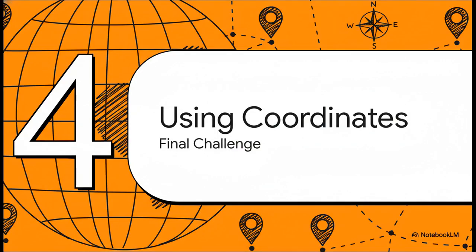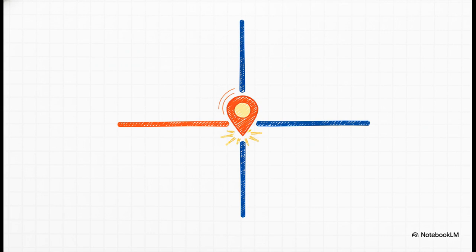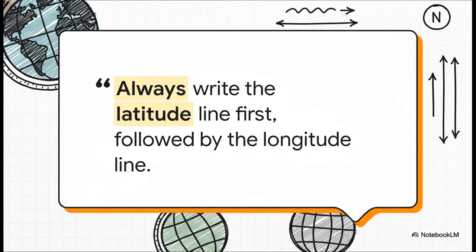Let's move on to our final section, using coordinates. First question, how do we show the location of a place? Exactly, by using coordinates, which is just a combination of latitude and longitude. So, what is the most important rule when you're writing down coordinates? This is a big one. Latitude always comes first. Don't worry if you didn't know that one. It's a super common mistake.